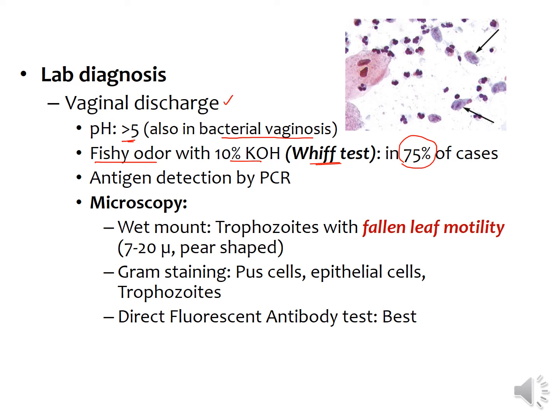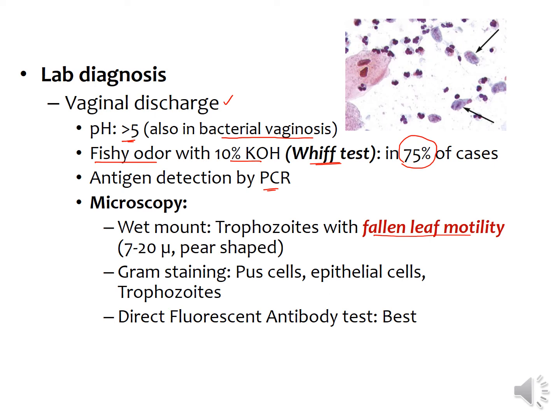And of course the antigen detection also can be done by PCR test. And on microscopy of the vaginal discharge, the wet mount shows the trophozoites with fallen leaf motility.